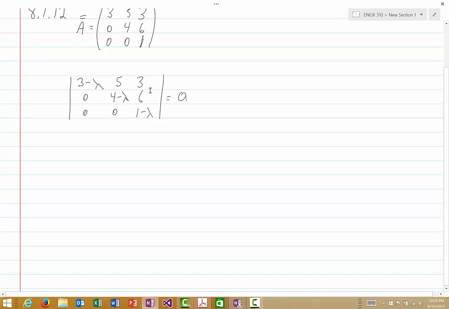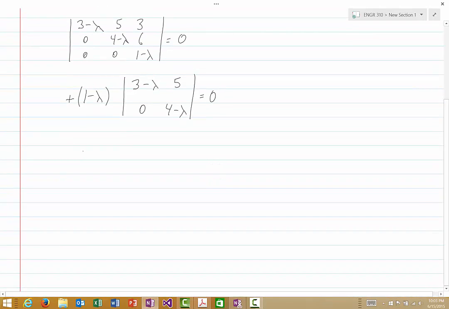So we will have plus 1 minus lambda times the determinant of what is left over when we take away the row and the column in which that 1 minus lambda appears. So we take away the final row and the final column, and we're left with 3 minus lambda, 5, 0, 4 minus lambda. And this is equal to 0.